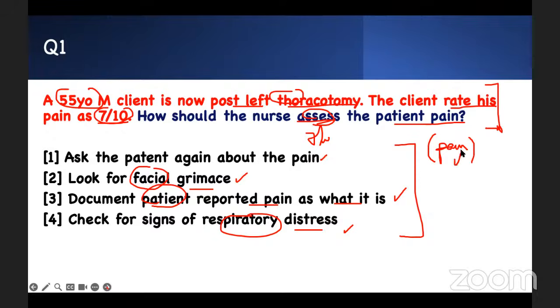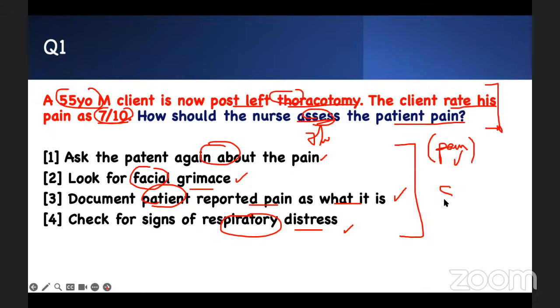What is pain? It's what the patient told you it is. You don't ask them again because you don't believe them. If he said 100 out of 10, you have to believe them. You don't wait until they show it in their face. Some people will smile when they're in pain. That's the way they deal with it. You document what they told you. It says 7 out of 10. Take it for what it is.